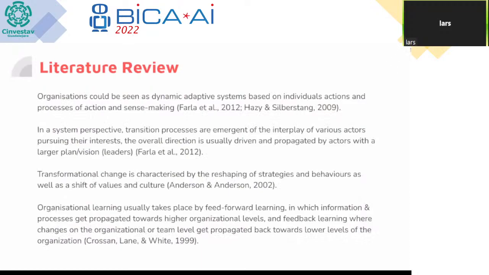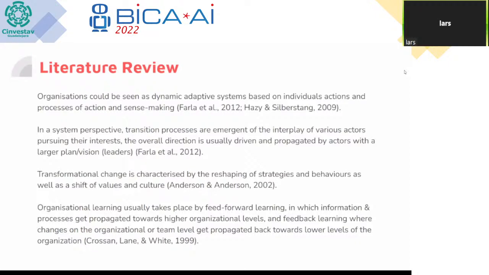Organizations could be seen as dynamic adaptive systems built on individuals' actions and processes of action and sense-making. In a systems perspective, these transition processes are a result of the interplay of various actors pursuing their interests, but the overall direction is usually driven and propagated by actors with a larger plan or vision in the context of the organization. These would be the leaders or the managers.